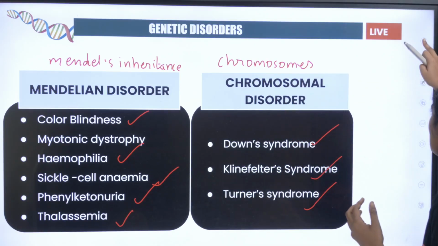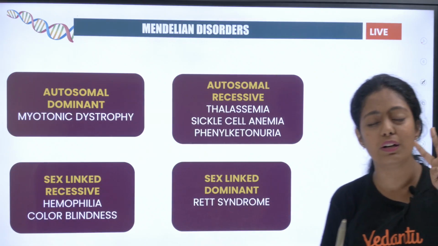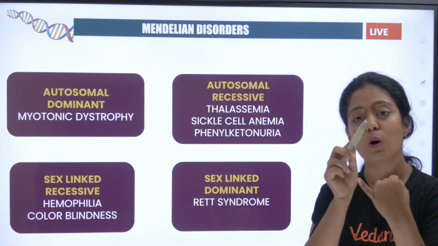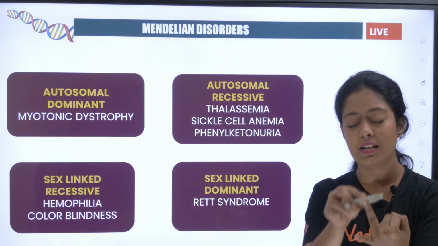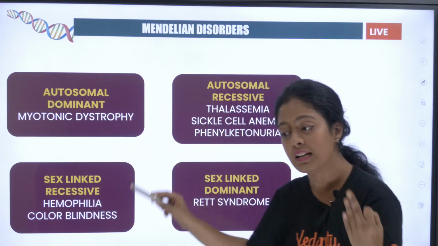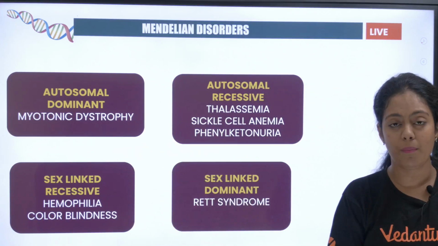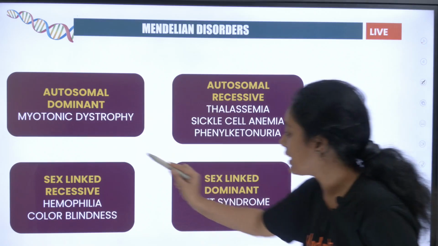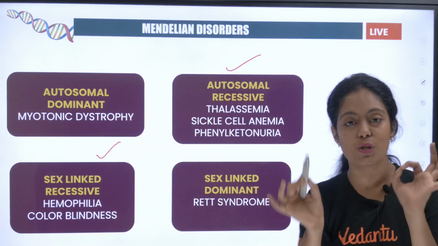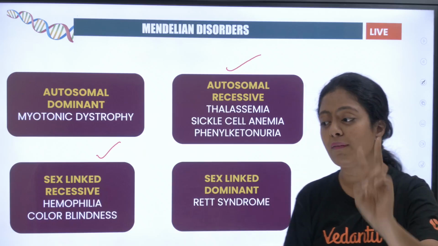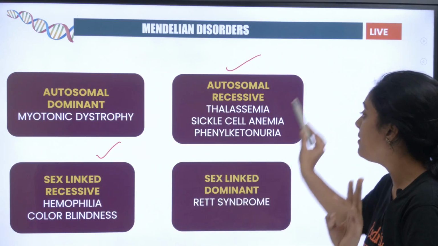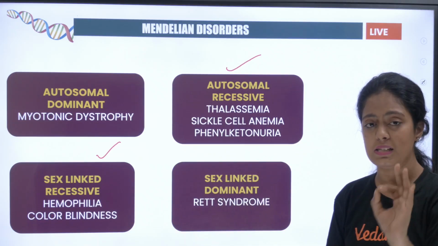So Mendelian disorders can be of 4 different types: autosomal dominant, autosomal recessive, sex-linked recessive and sex-linked dominant. In your syllabus, there are only recessive conditions. So you have 2 sex-linked recessive and 3 autosomal recessive conditions.